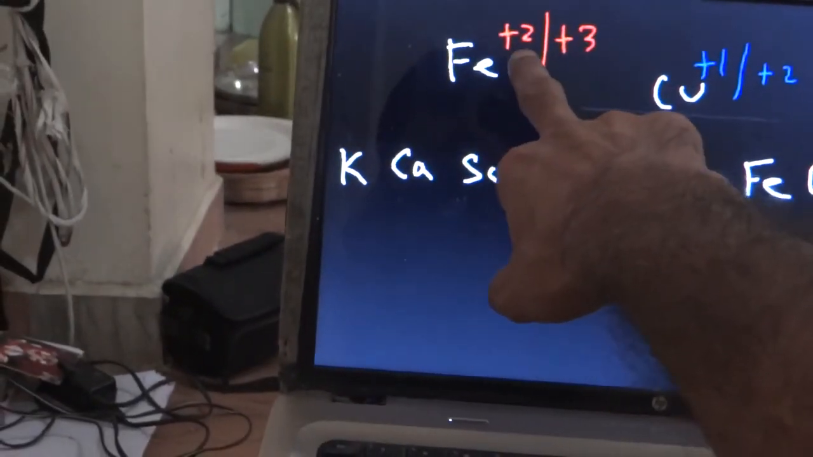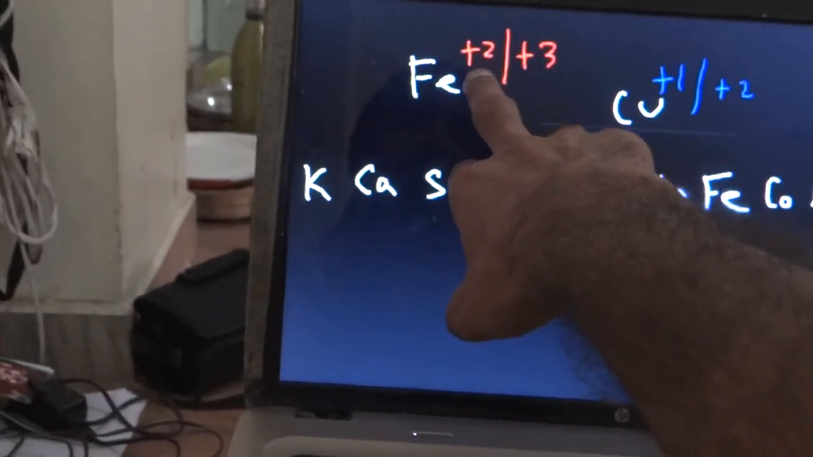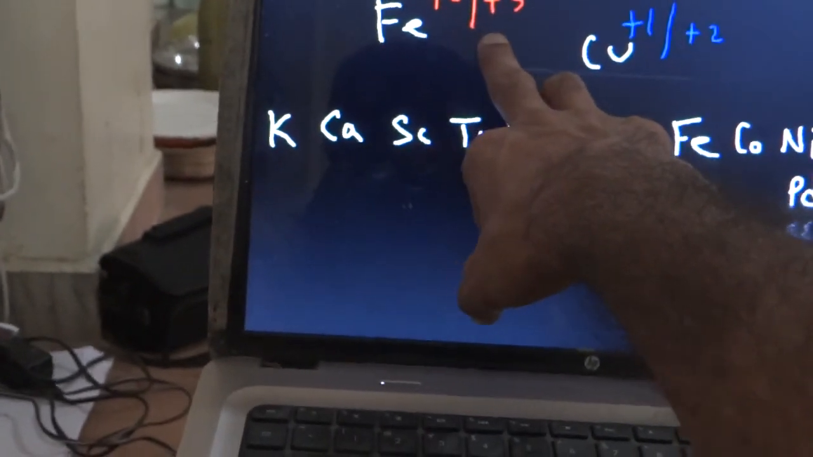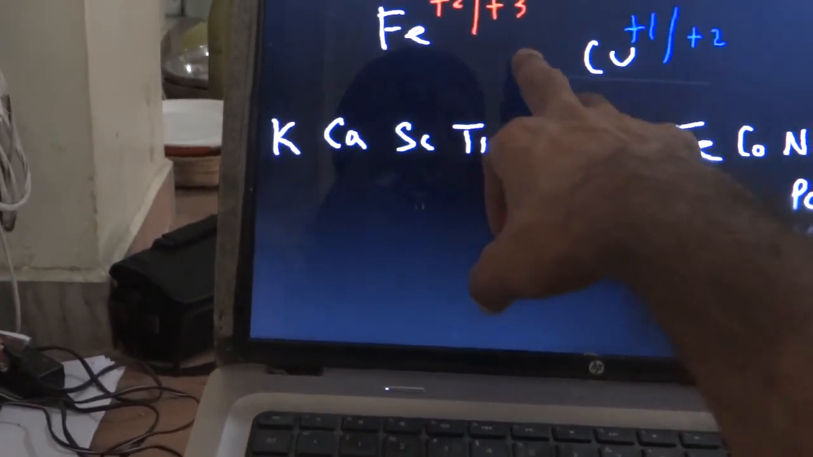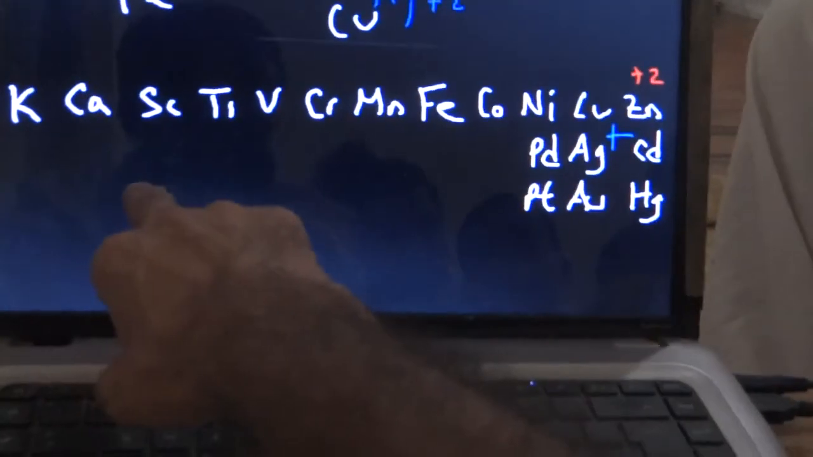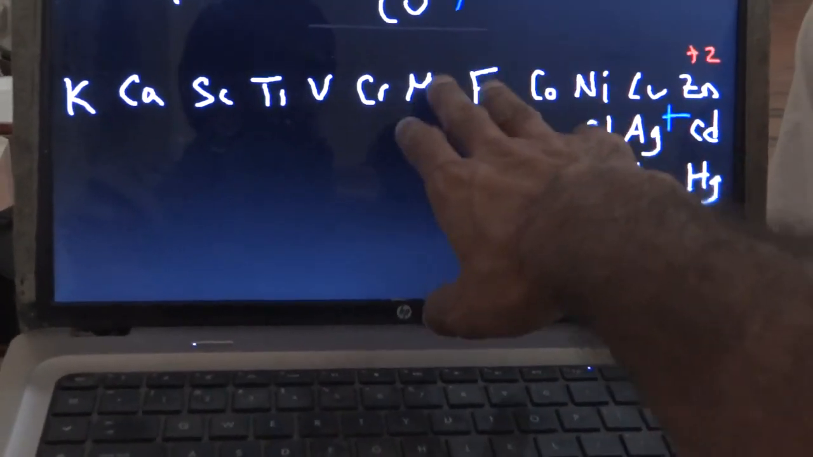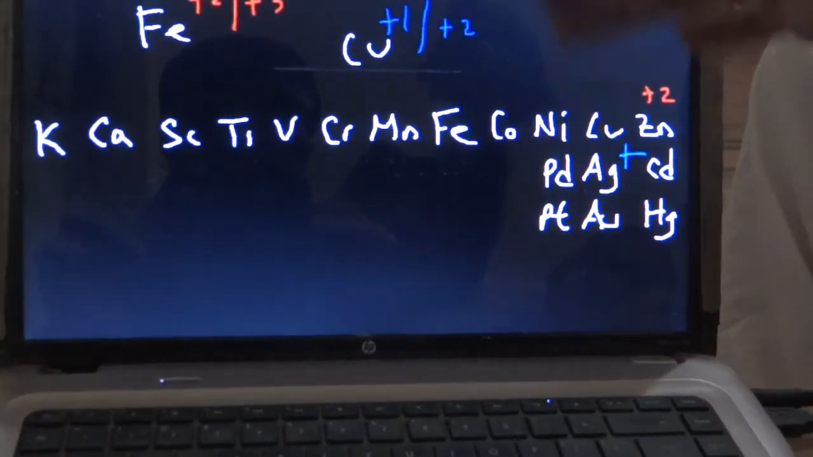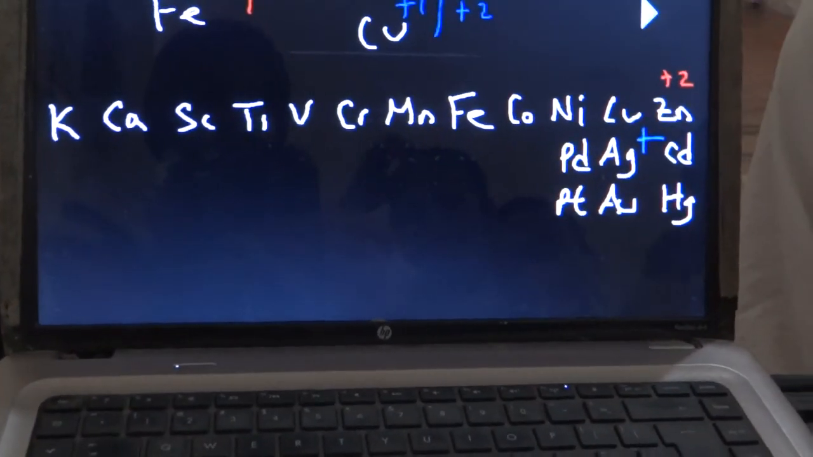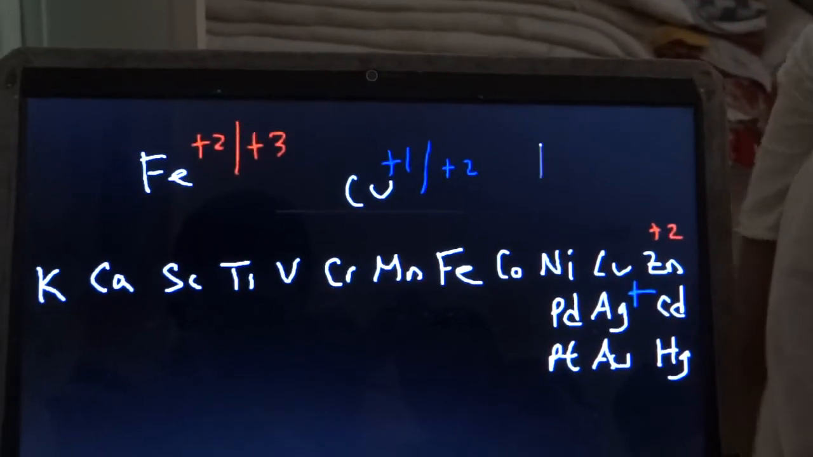What does this show? That iron is found in nature in compounds, sometimes having lost 2 electrons, sometimes 3 electrons. So it will be in the +2 form or the +3 form. Copper is also in the +1 or +2 form. The majority of transition elements are found with more than one type of ion. They may lose 1, 2, or 3 electrons. Mercury could be +1 or +2.